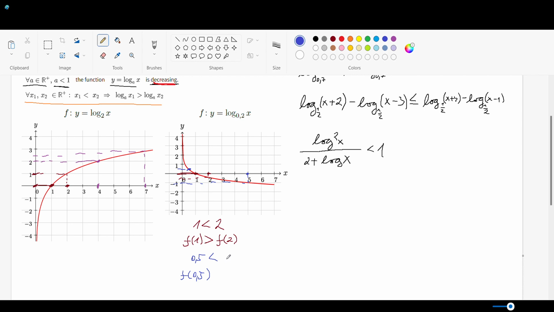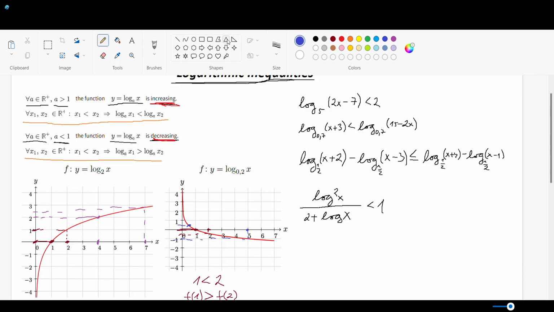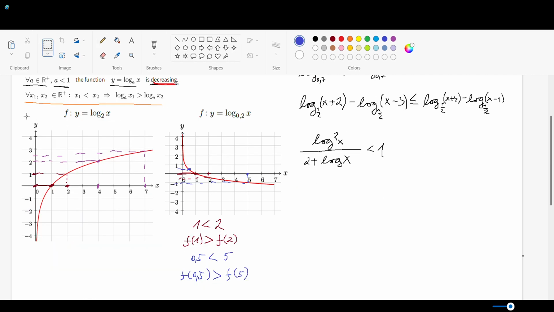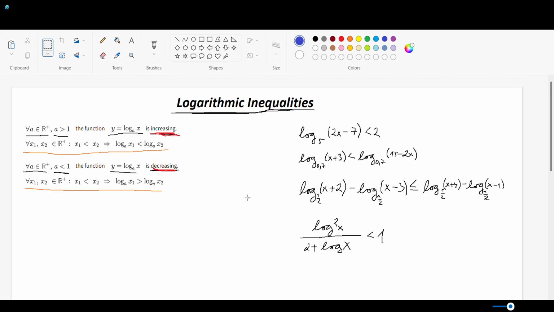So 0.5 is less than 5, but on the other side the value of the function at 0.5 is greater than the value of the function at 5. So this is a really very important concept to understand, and I will try to explain or stress again this fact when we'll be solving these two very simple logarithmic inequalities. And I'm pretty sure a lot of you can remember this fact, because it also applies when we talk about exponential inequalities.